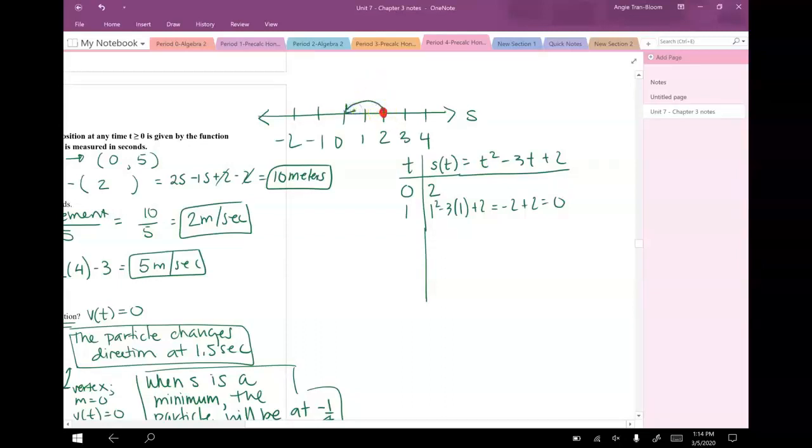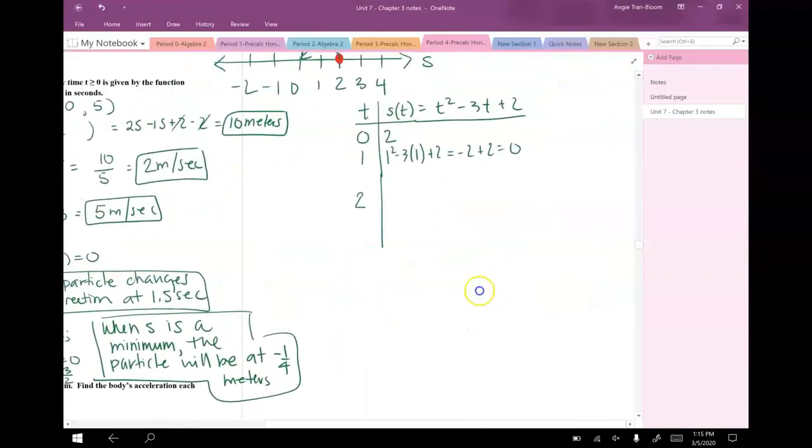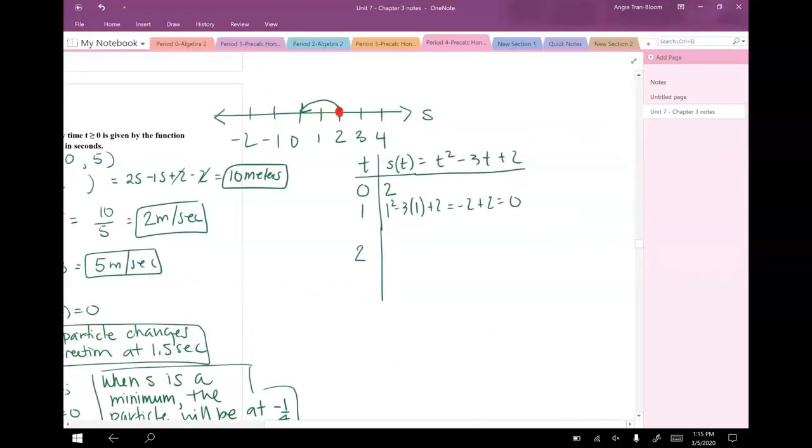Okay. A second later, what that means is I'm really going left. 1 second later, I'm currently at 0 on my number line. That means I'm going left. Well, technically, I should really put in 2 seconds later. But remember, when we did this down here, we said the object turned around at 1.5 seconds. What does turn around mean? It means I originally started going left.